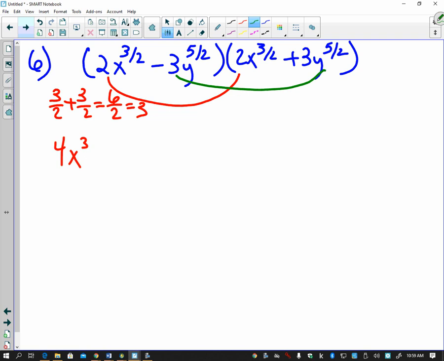What's negative 3 times 3? Negative 9. And I'm doing 5 halves plus 5 halves is 10 halves, which is equal to 5, right? So negative 9y to the 5th. Is that the correct answer?